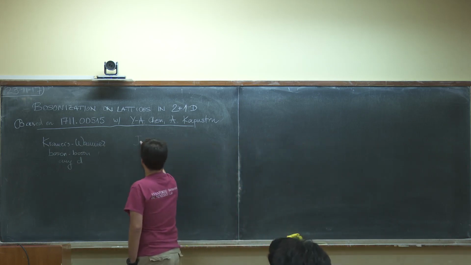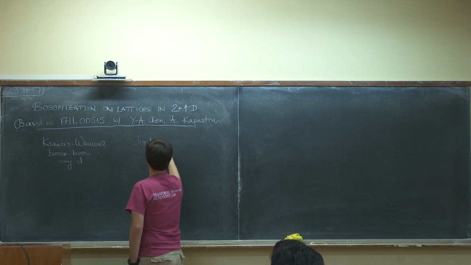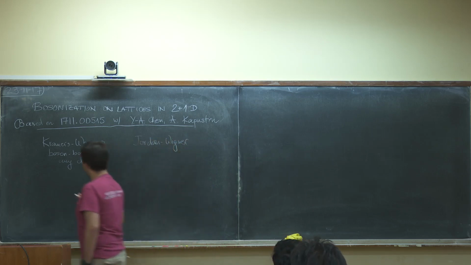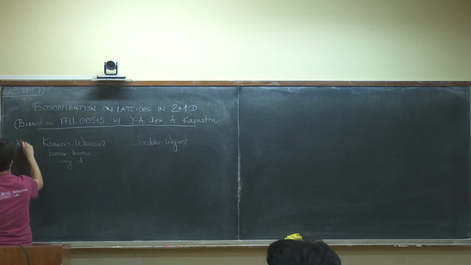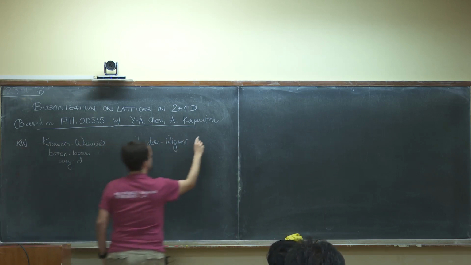And then the other set of dualities are things that you would call Jordan-Wigner. So this is KW, and this is JW.